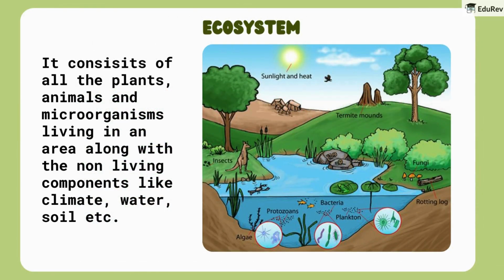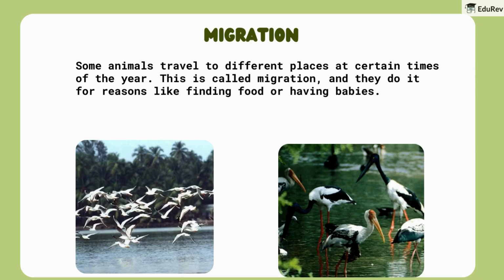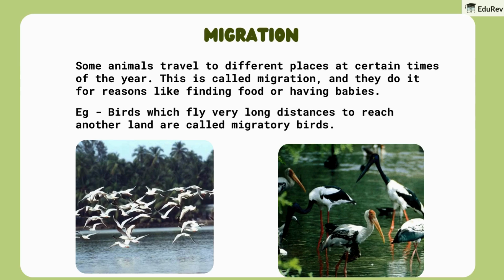Now, let's talk about ecosystems. It consists of all the plants, animals, and microorganisms living in an area along with the non-living components like climate, water, soil, etc. Some animals travel to different places at certain times of the year. This is called migration, and they do it for reasons like finding food or having babies. For example, birds which fly very long distances to reach another land are called migratory birds.